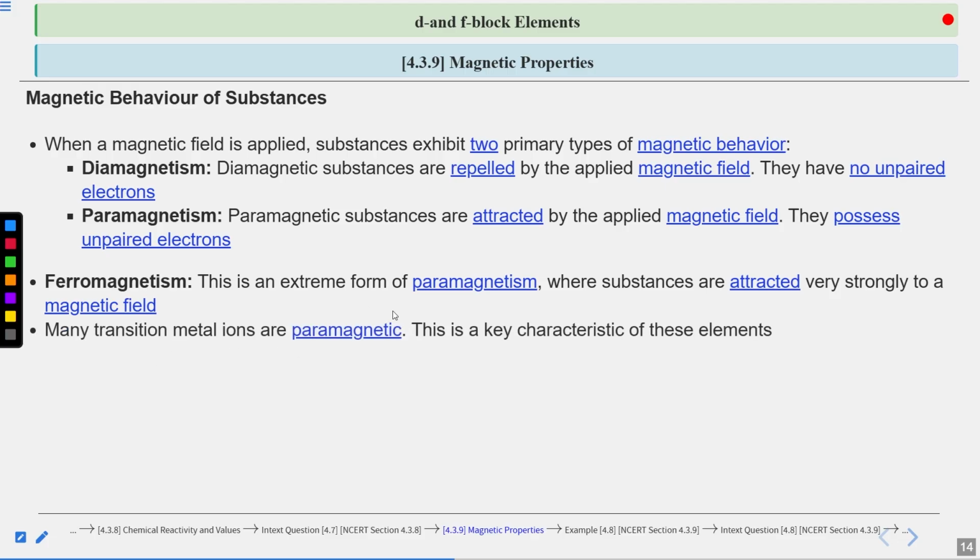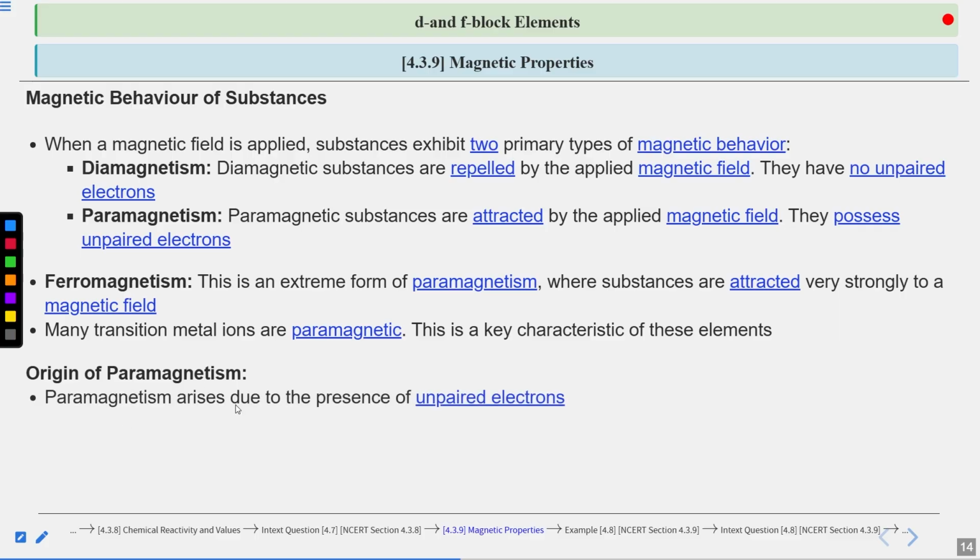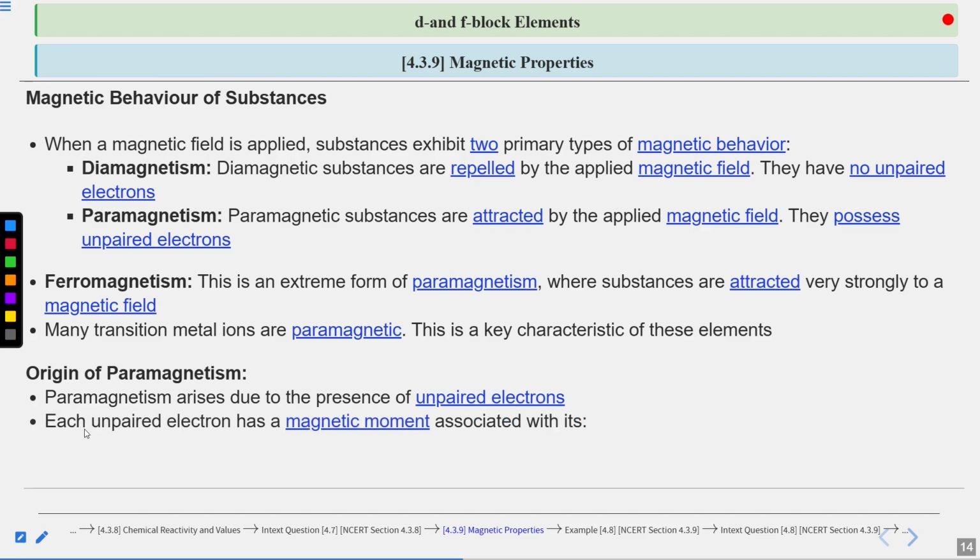Many transition metal ions are paramagnetic. That means they possess unpaired electrons, and this is a key characteristic of these elements. Now, what is the origin of paramagnetism? Paramagnetism arises due to the presence of unpaired electrons in the elements. Each unpaired electron has a magnetic moment associated with its spin angular momentum and orbital angular momentum. So every unpaired electron present in an element has a magnetic moment connected to its spin and orbital angular momentum.